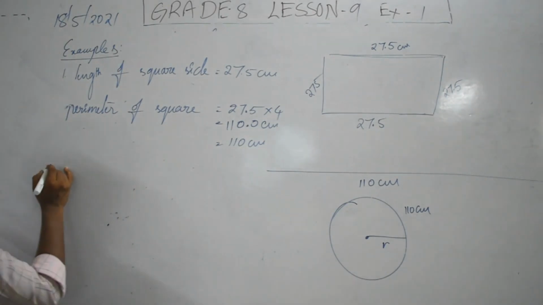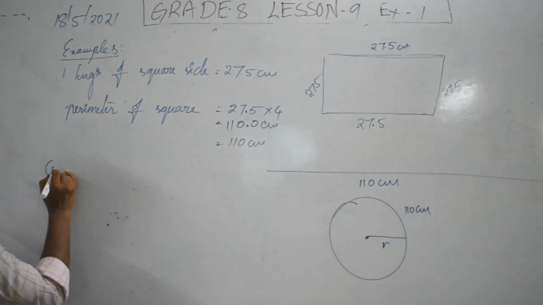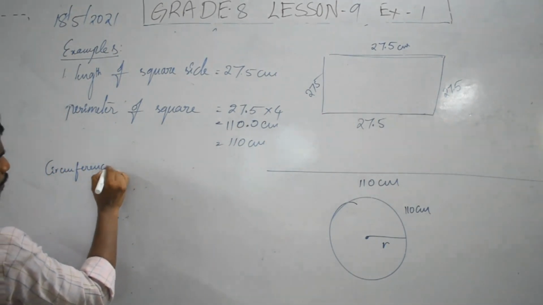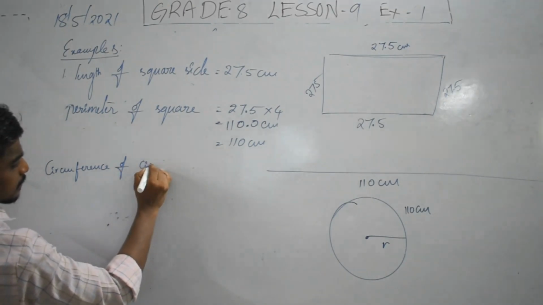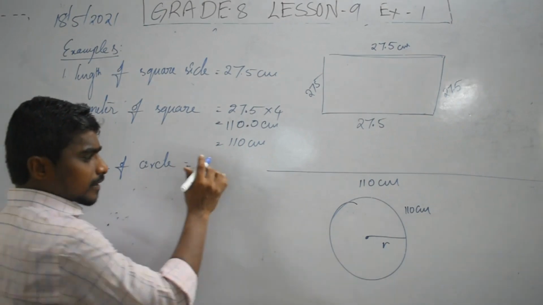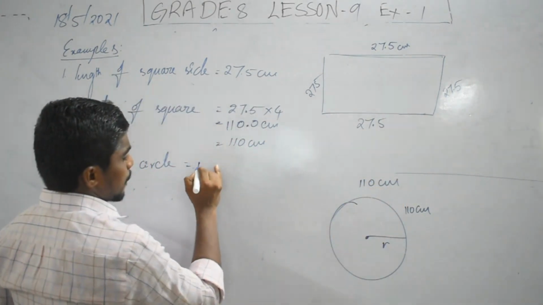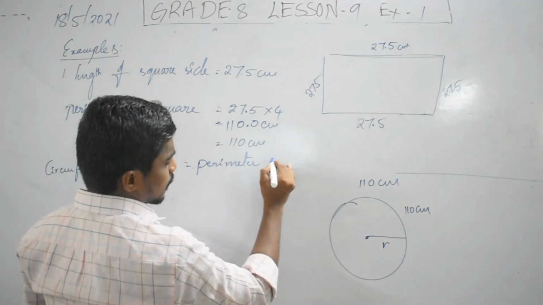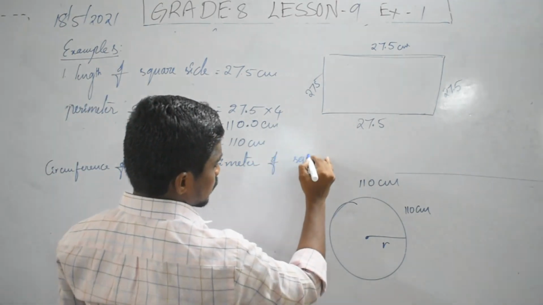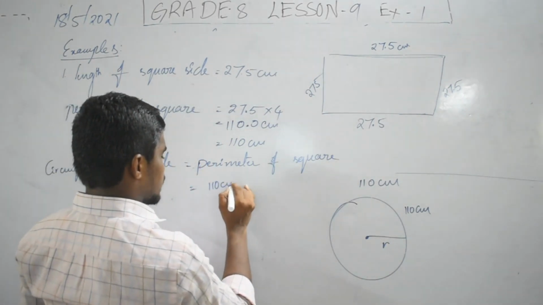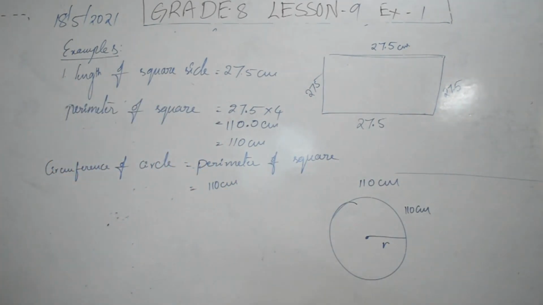So the circumference of the circle is equal to which picture? The perimeter of the square is equal. The perimeter of the square is equal, so 110 centimeters. Circumference of the circle is 110 centimeters.